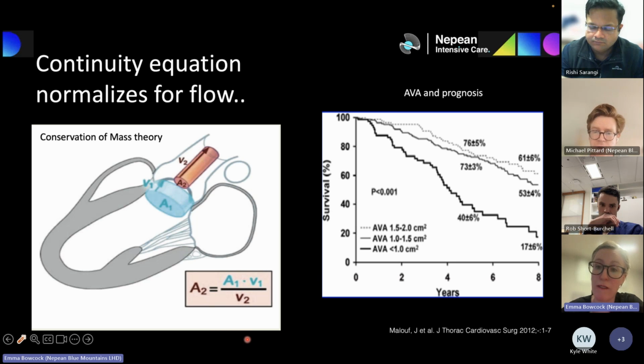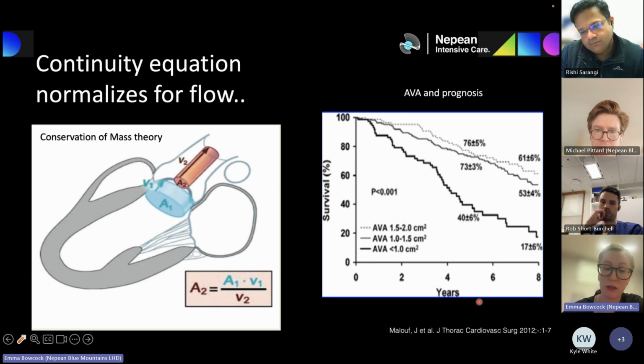And we talked about Vmax being prognostic. Well, aortic valve area is also prognostic. This is where the severity thing comes from, right? So if you've got an aortic valve area of less than 1, you can see the Kaplan-Meier survival curves there, pretty dismal natural history.